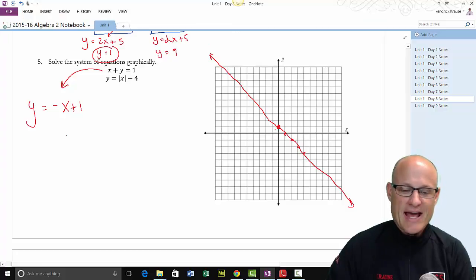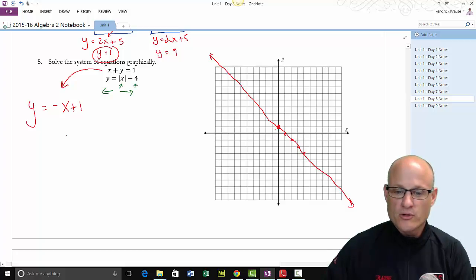So this one is the absolute value of x, so it's got no left or right movement because there's nothing being added or subtracted here, and we're just going down 4. So 1, 2, 3, 4. And it's got a slope of 1. That means it's going to hit all the corners of all the boxes, which really is quite aggravating.